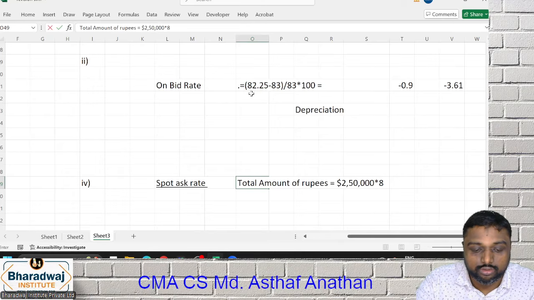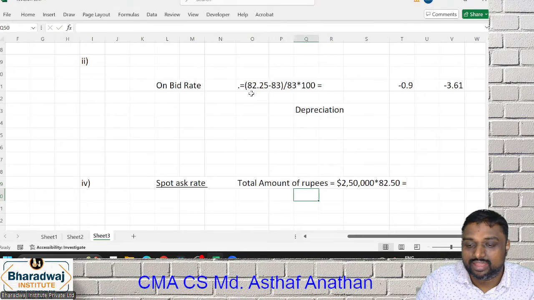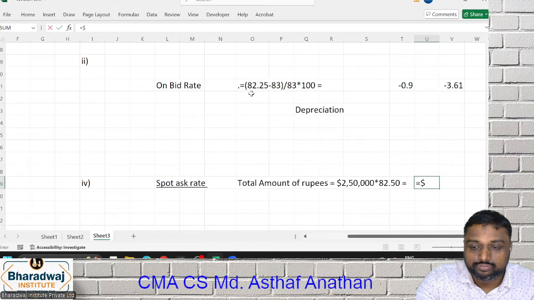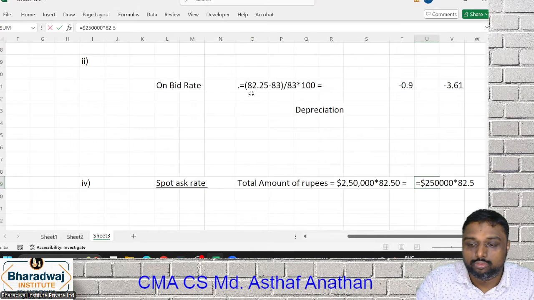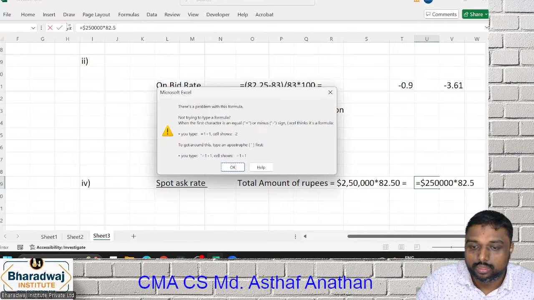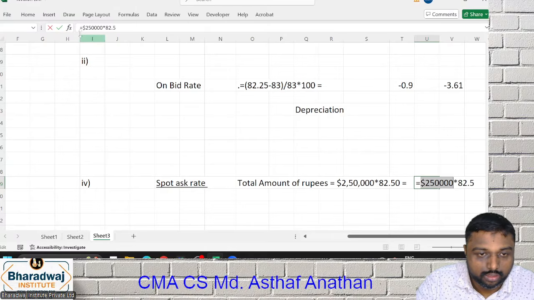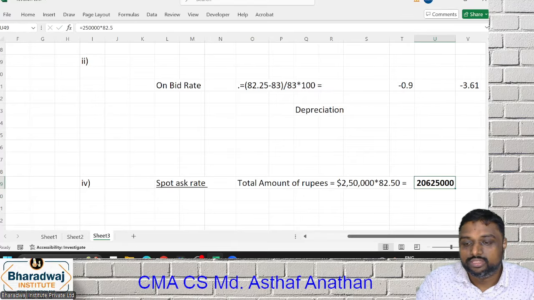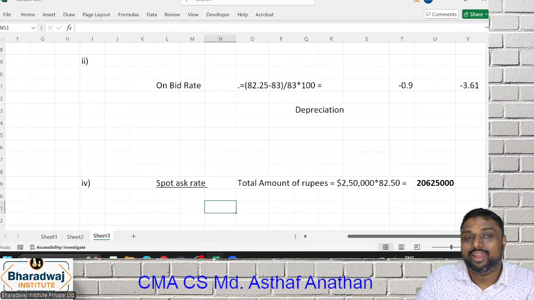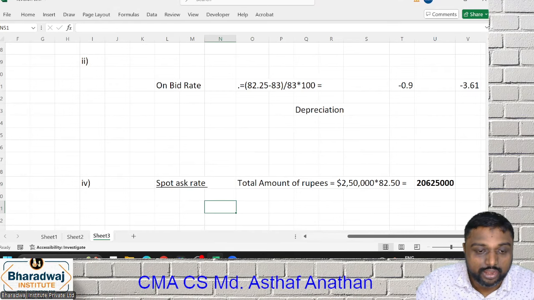So it is 82.5. We will get the answer, which is dollar 250 into 82.5. You will get rupees 20 lakh 62,500, which is very easy. 2 crore 6 lakh 25,000 is not it; it is 20 lakh 62,500. Now we'll go for third.